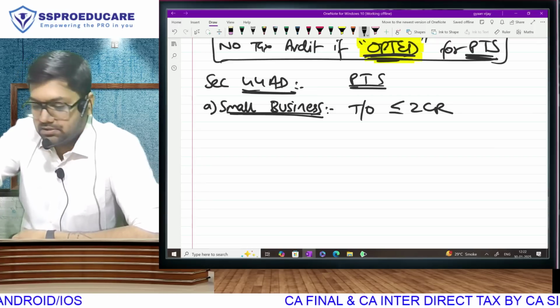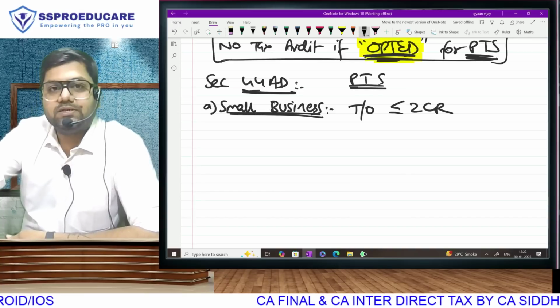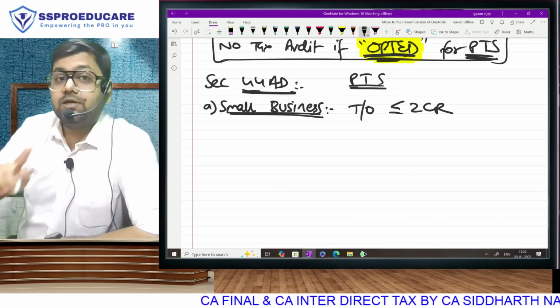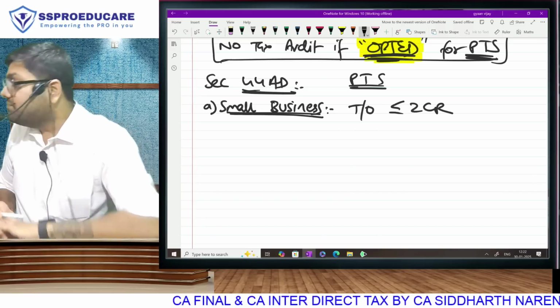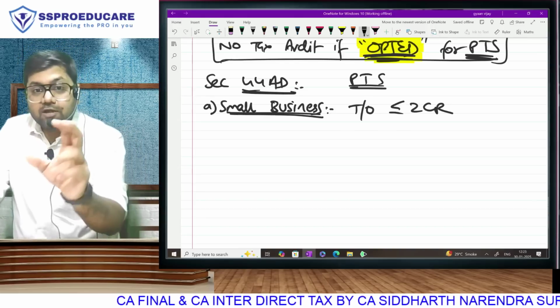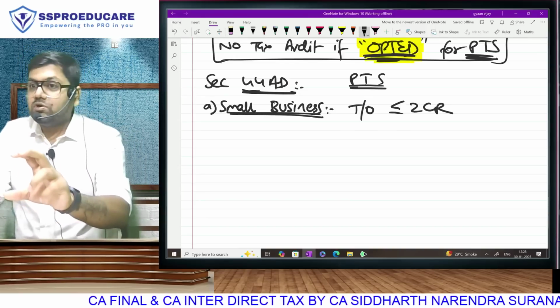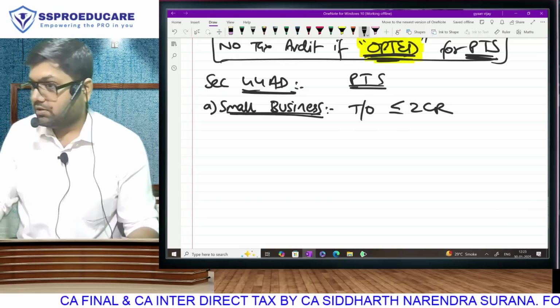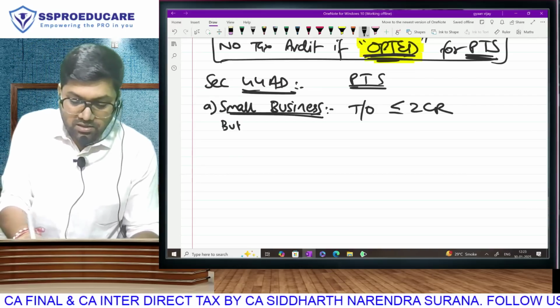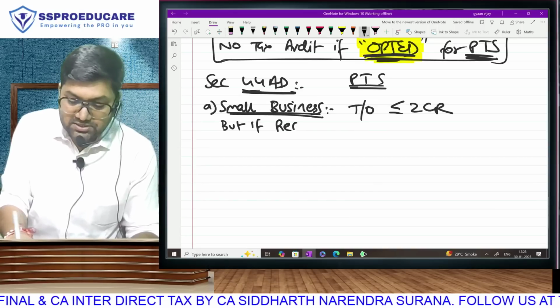You understand this? So ladies and gentlemen, small business having turnover up to 2 crore. Last year an amendment took place. Are we already incentivizing those who are going cashless? Like for example, their tax audit threshold we have increased from 1 crore to 10 crore. Correct?